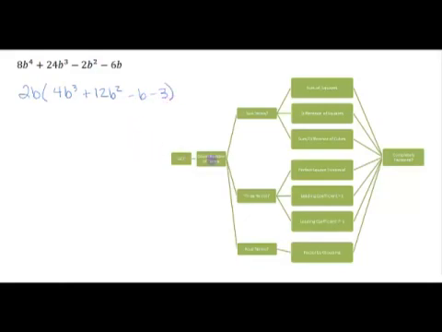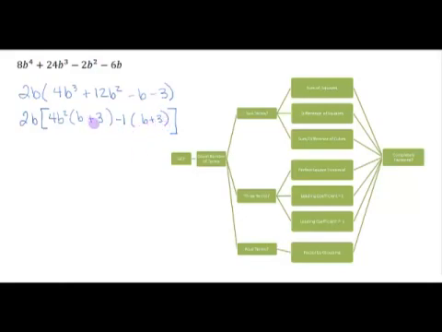Now let's count the number of terms. I have 4 terms here, so my only option is to factor by grouping. When I do factor by grouping, I'm going to put a square bracket there, and I look for the greatest common factor of my first 2, which is 4b squared. And that leaves me with a b plus 3. Here I'm going to take out a greatest common factor of negative 1, and I'm left with b plus 3.